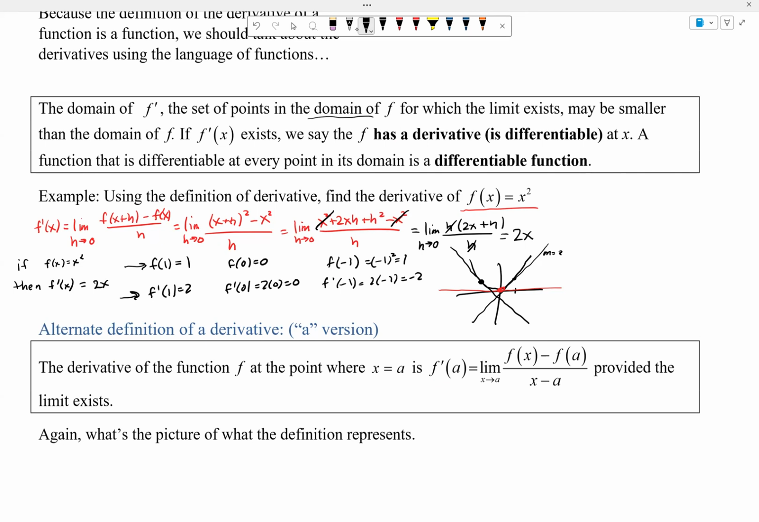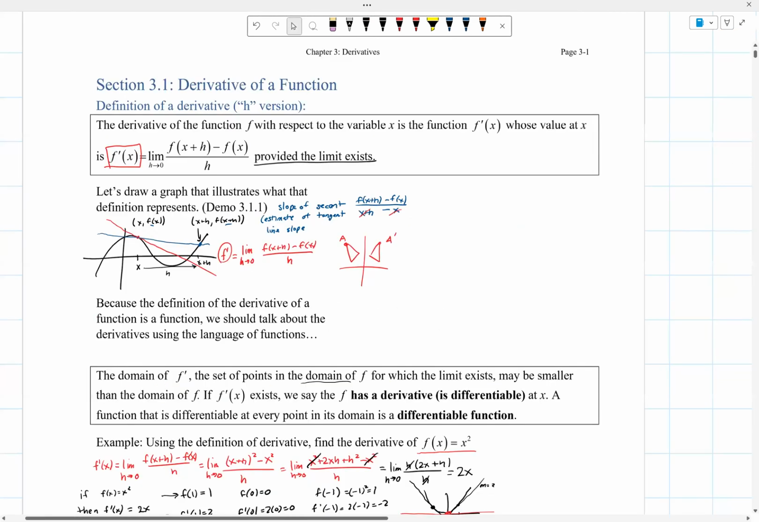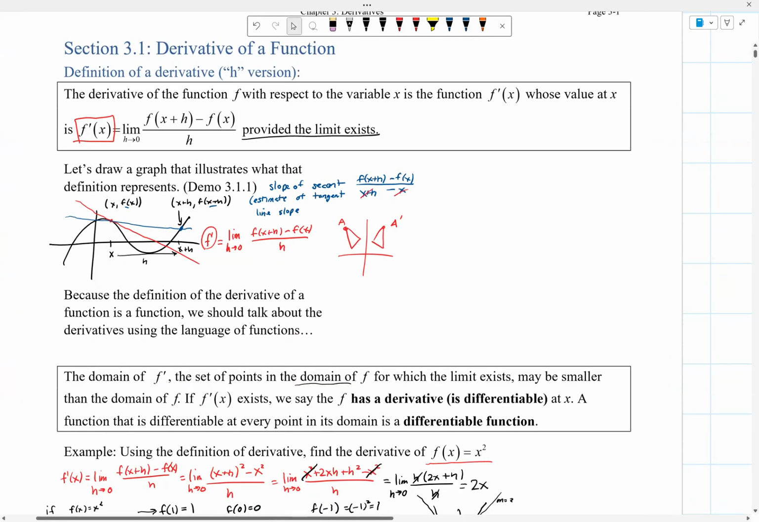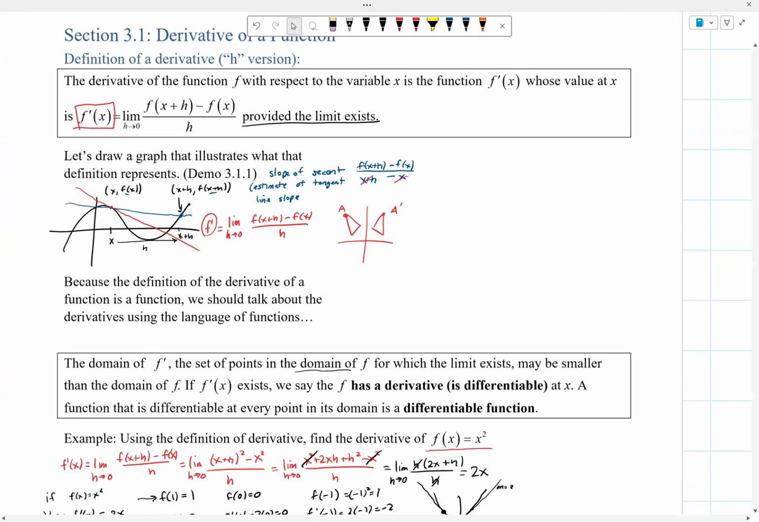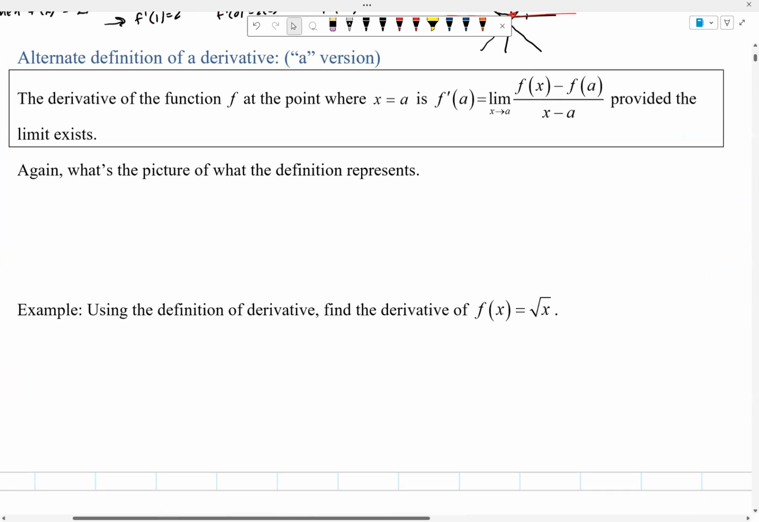Now, this definition, the one that we started off with, what I call the H definition, is good. It's clearly showing the slopes, but it's not the only way we can get at the slopes. Here's an alternate definition called the A version of the definition. It says, hey, you want to find the derivative function at some location A? Well, you can think of this as f of x minus f of a all over x minus a, and then just think about, again, the 2 points getting closer, x getting closer to a.